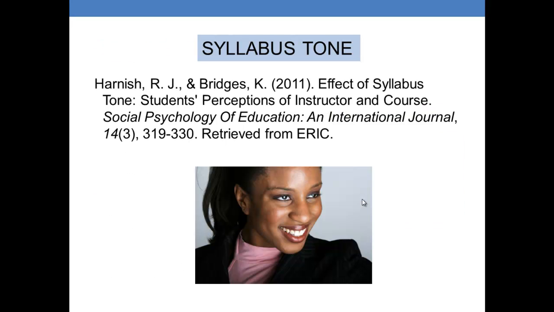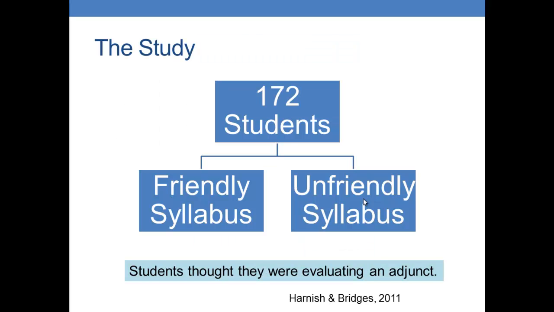Now let's talk about the tone of the syllabus for a moment. Harnish and Bridges wanted to look at a little bit more of a psychological focus of the syllabus and what the tone does. They used 172 students and compared a friendly versus unfriendly syllabus. The students in this activity thought that they were evaluating an adjunct, and they were looking at 2 different versions of the syllabi, depending on which group they were in.